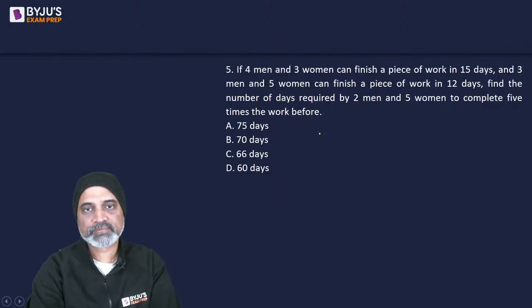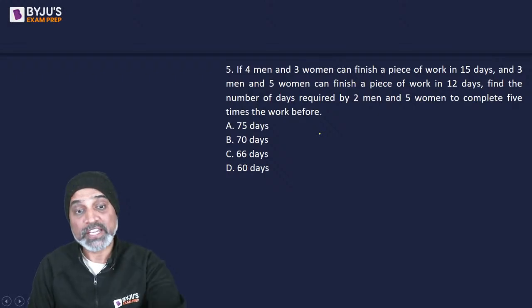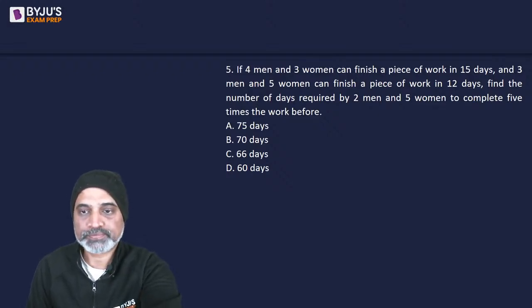Right? Okay. Next question on time and work. If 4 men and 3 women can finish a piece of work in 15 days and 3 men and 5 women can finish a piece of work in 12 days, find the number of days required by 2 men and 5 women to complete 5 times the work before.